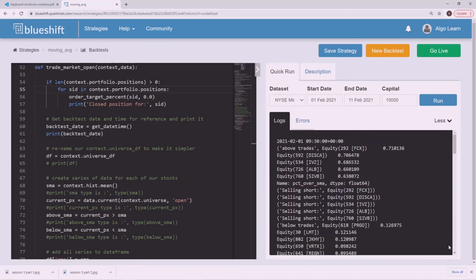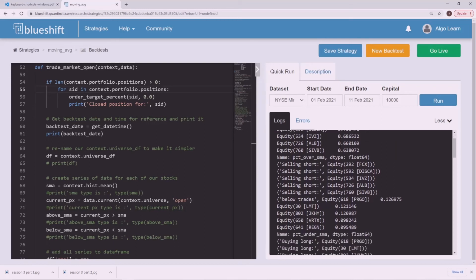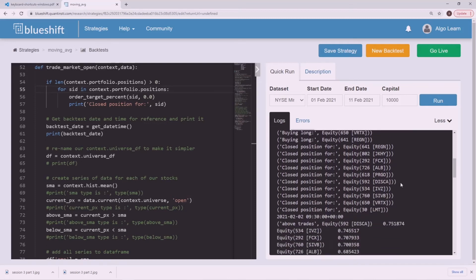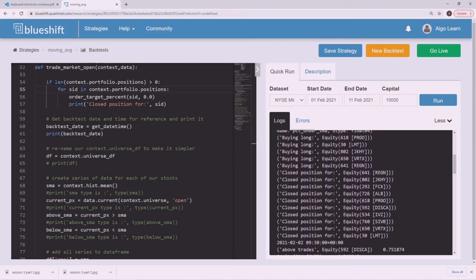So anyway, let me go ahead and just make sure that things were doing the right thing. So, okay, now we go to February 1st, 2021, and we could see at 9:30 we got our targets, and then boom, we sold short. And then we also got our buy targets, and then we bought long those targets, and then we closed out our positions at the end of the day.